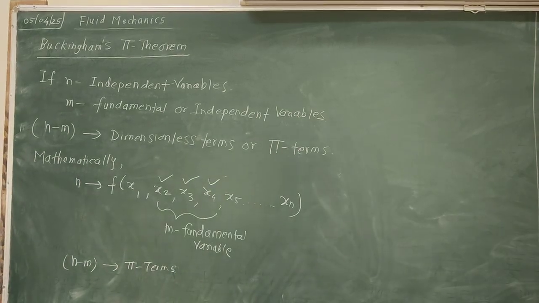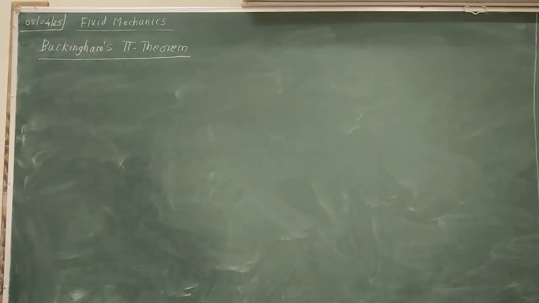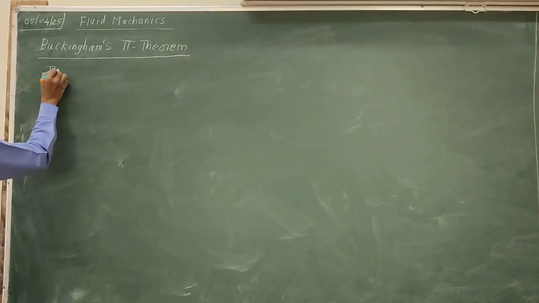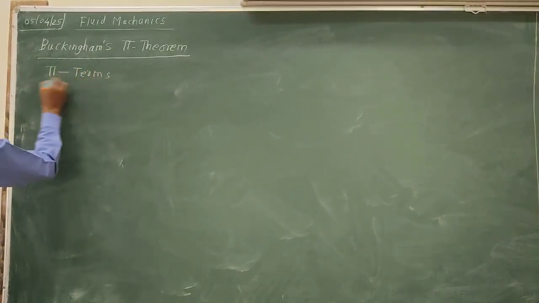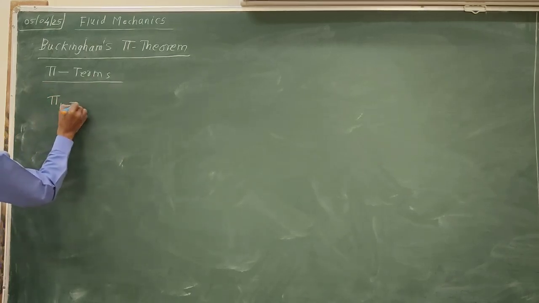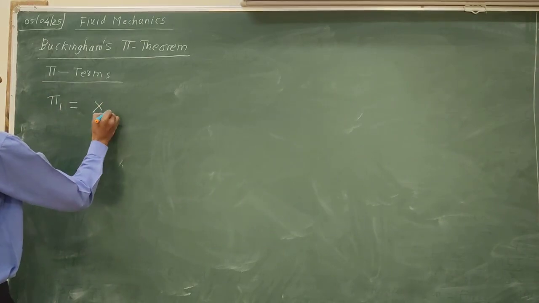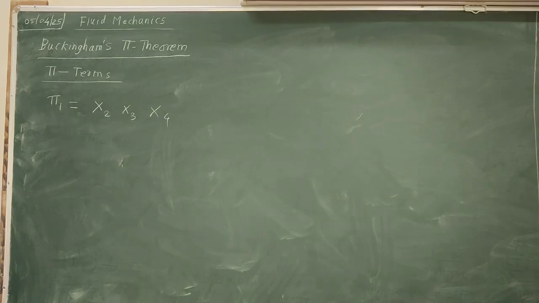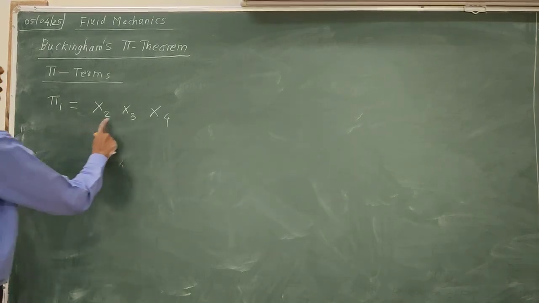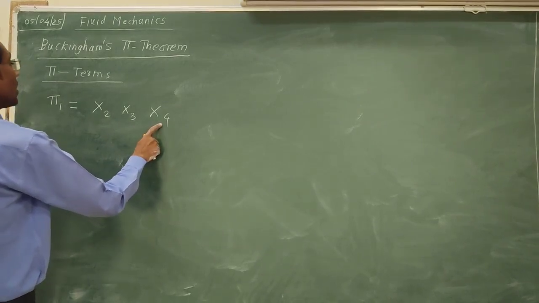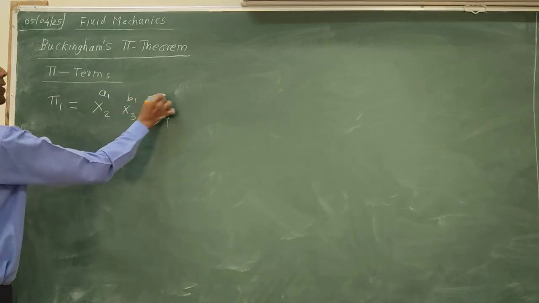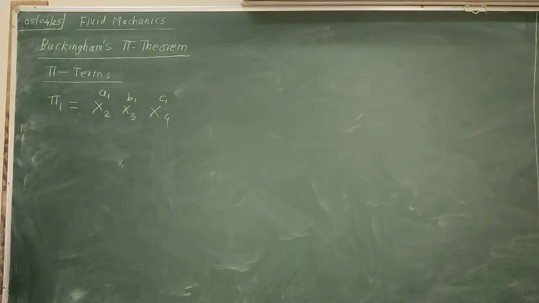N minus m terms, how are they written? First pi term, pi 1. How to write? Pi 1 will be what? Write the fundamental variables that we have selected: x2, x3, x4. Write these three variables in this form, with exponents a1, b1, c1. These are the exponents of the fundamental variables.